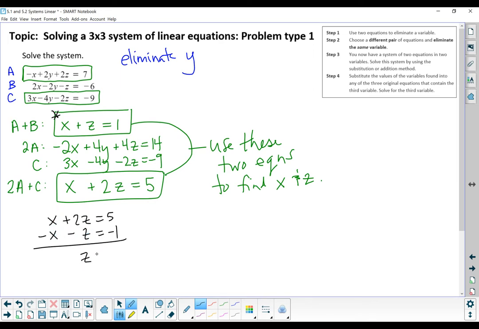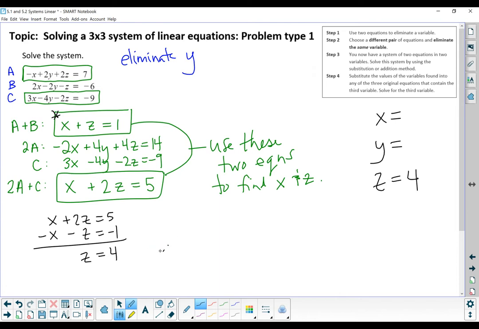I've got z is equal to 5 minus 1 is 4. So I've solved for z. Okay, so I've got z. Now, once you find your very first solution value, we still need to find x and y. We have z now. So you're going to just go back one step each time.